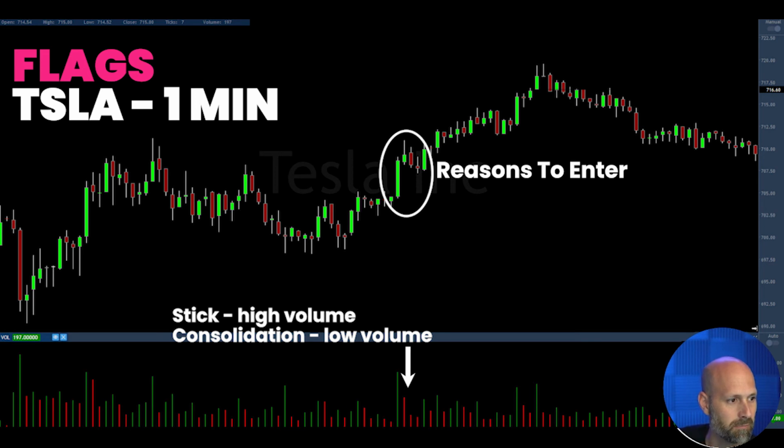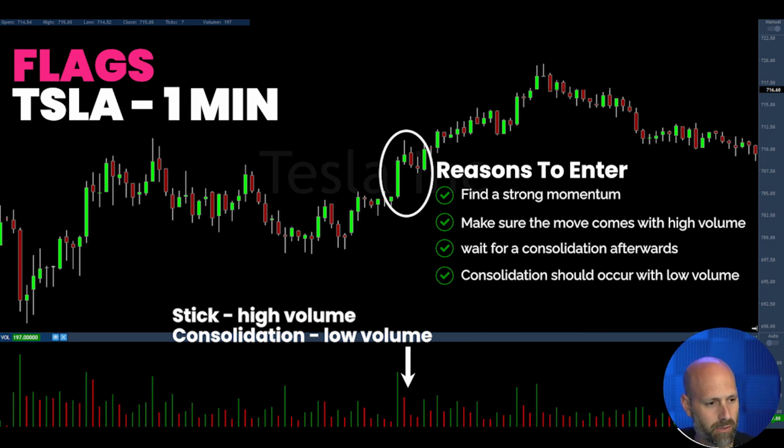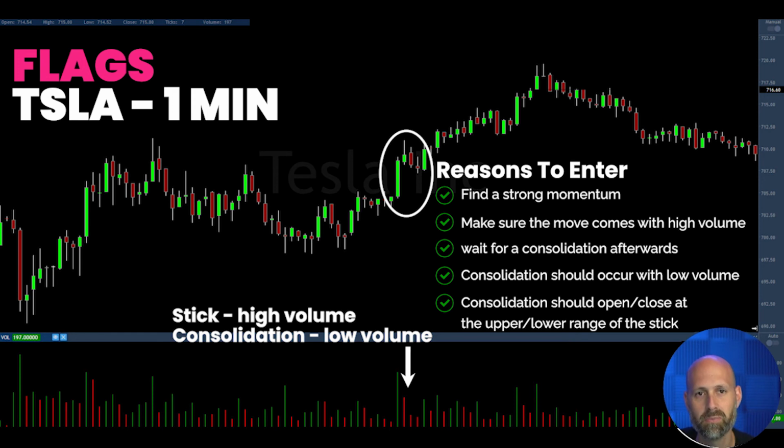First of all, finding a strong momentum move, you have it definitely. It started from here, pushing higher, and now we have a nice candle creating the stick. Make sure the move comes with high volume. It did come with high volume right here. Wait for a consolidation afterwards. So this is the consolidation, occurring on low volume, exactly as you can see. And it should be at the upper level of the stick, and as you can see, the flag was created at the upper level of the stick.